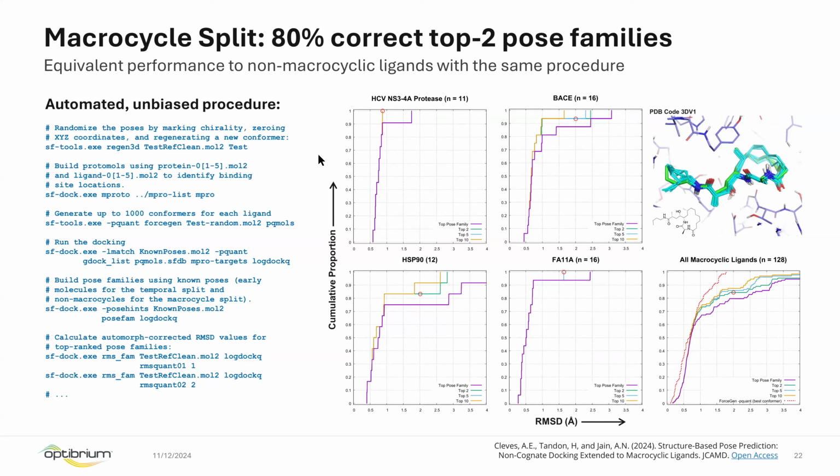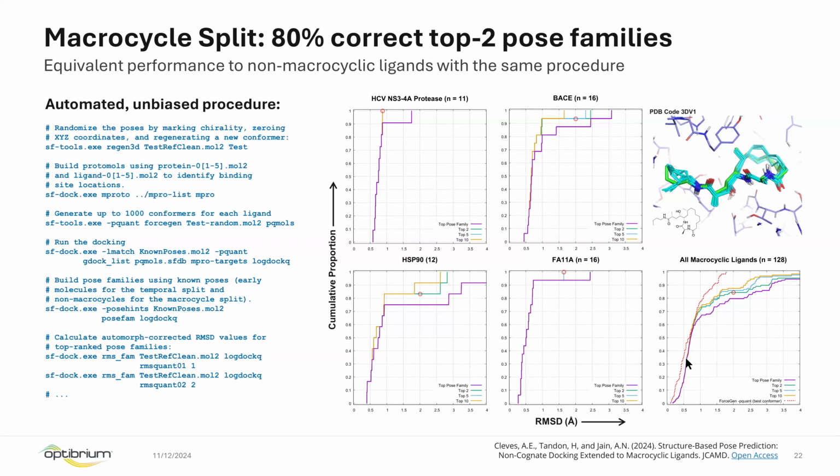You just run it. And you get, in the case of HIV protease, perfect results for the top two pose families, actually perfect for the top one pose family. In fact, for base, we're up over 90% for the top two pose families. Similarly, good results for HSP 90 and factor 11A.